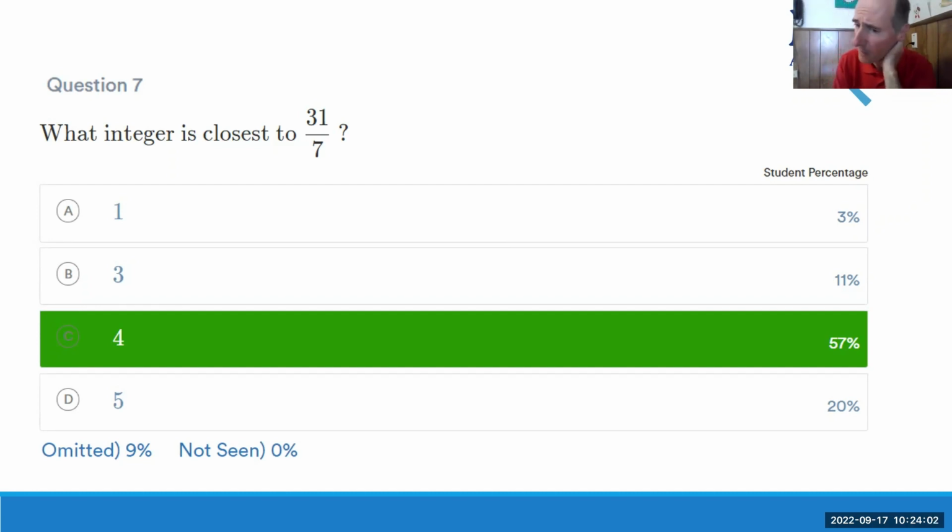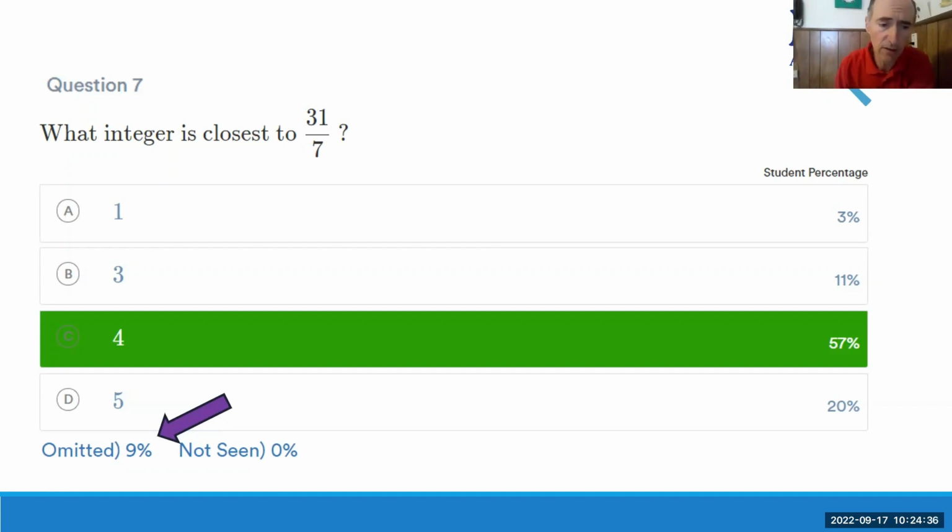You can see that 57% of the students actually chose that. Of the ones who missed it, 20% chose 5, which is sort of okay, in the sense that 31/7 is between 4 and 5, right? So it's not as bad as choosing 1 or 3. For the students who chose 1 or 3, you may want to have some individual attention, some individual intervention, and try to figure out what's going on there.